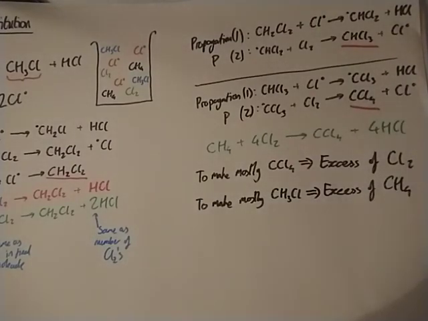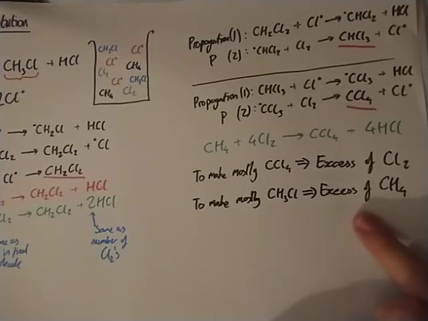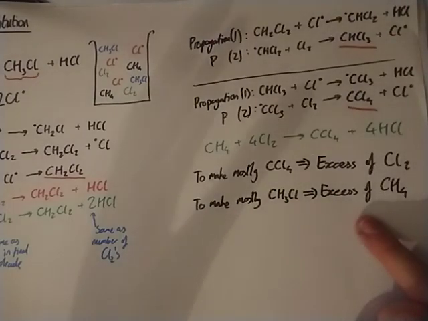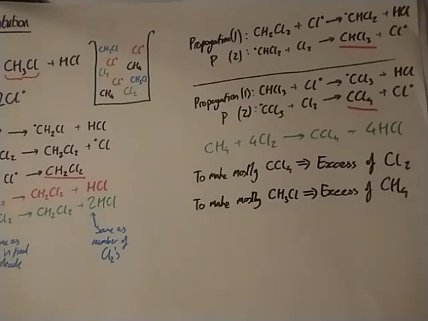So to make mostly the CCl4, big excess of chlorine. To make mostly the CH3Cl, you want a big excess of the methane, because then there won't be many. It's not that there won't be many CH3Cls. There will just be any chloride radicals which are still in this mixture are more likely to bump into another methane molecule than they are into a chloromethane molecule. And if you bump into a methane molecule, you're going to make chloromethane rather than dichloromethane.